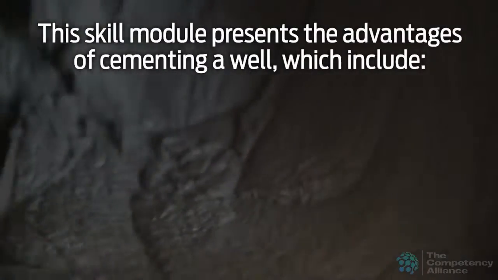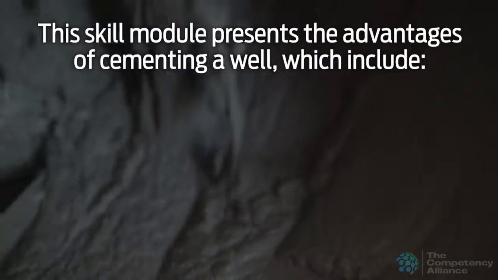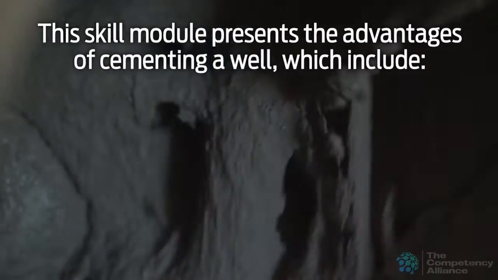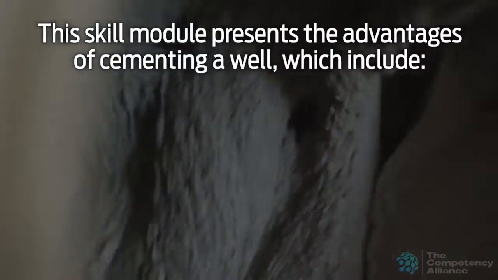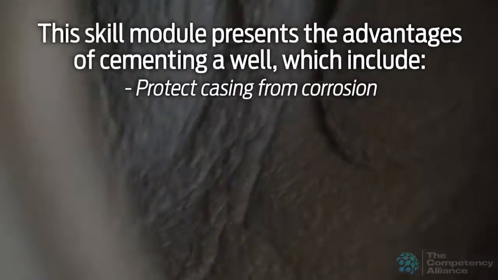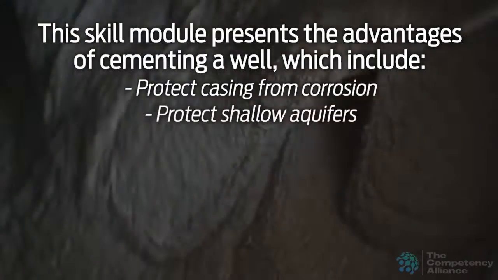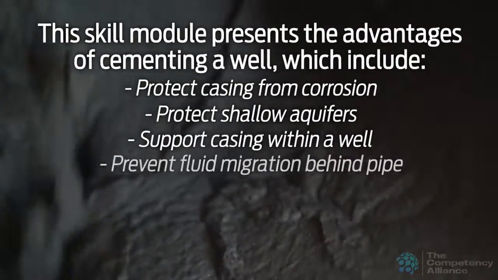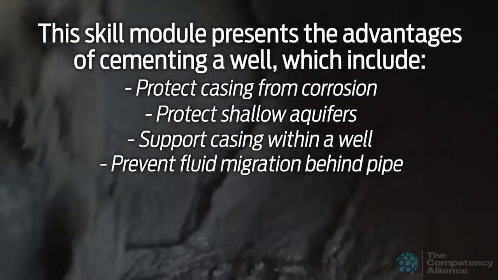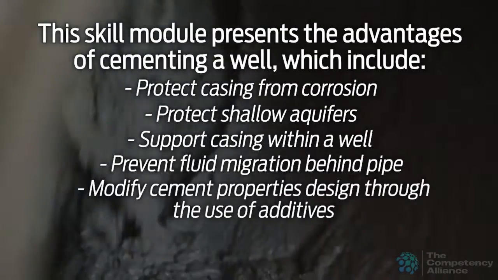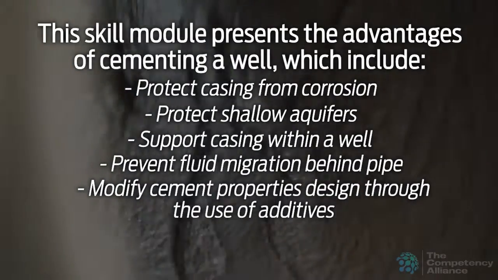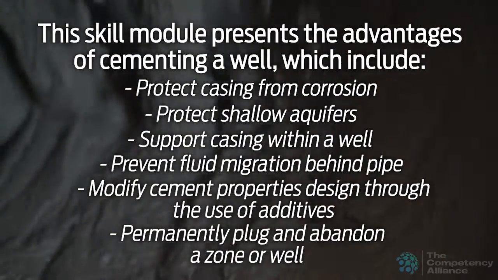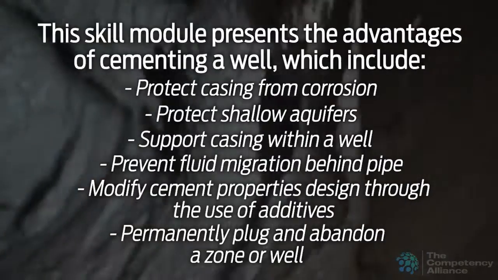This module presents the broad scope of cement in a well to not only protect and isolate formation conditions, but also to provide additional advantages, such as to protect casing from corrosion, protect shallow aquifers, support casing within a well, prevent fluid migration behind pipe, modify cement properties design, that is, customize a cement slurry through the use of additives, and to permanently plug and abandon a zone or well.